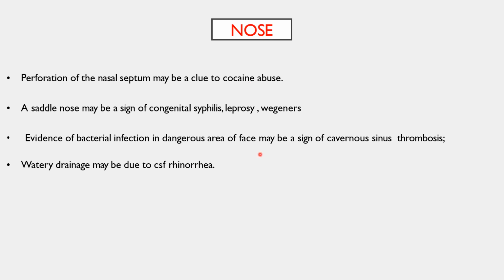Involvement of the dangerous areas of the face, as all of you know, will lead to cavernous sinus thrombosis or pyogenic meningitis. You examine the dangerous area of the face, you can make out the diagnosis. And in cribriform plate fracture due to trauma, that will cause CSF rhinorrhea. These patients will also have potential chances of having pyogenic meningitis. By seeing this, you can take the precaution by giving a neurosurgery reference.